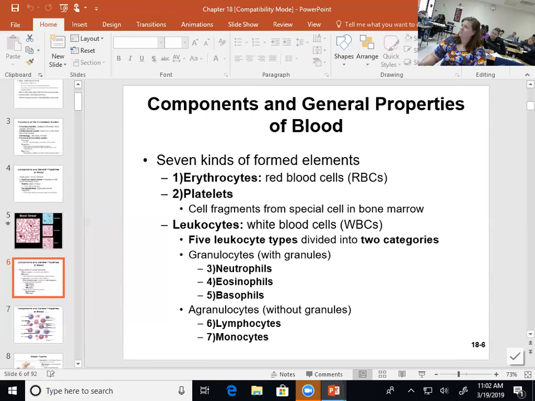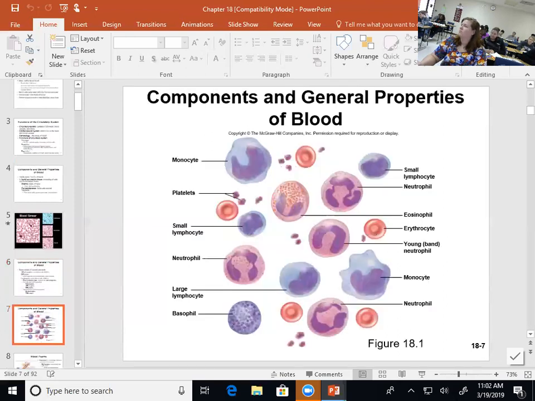Lymphocytes are cells that are circulating. This is a young lymphocyte. This is a mature lymphocyte. These lymphocytes fight viruses and cancer, and about 25 to 30% of an adult's circulating blood should normally be lymphocytes. Are we good? All right.